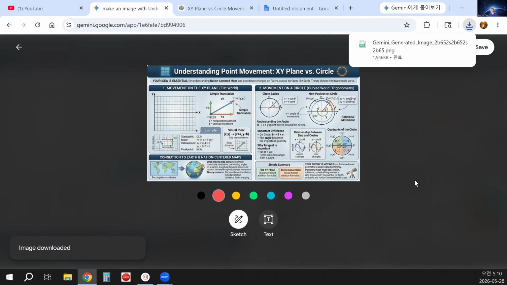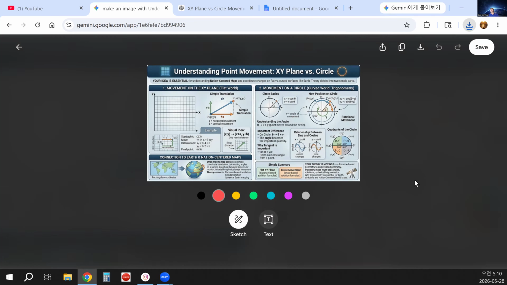Now you can see what I'm talking about here. Understanding point movement on the XY plane and the circle. We know about the XY plane. This is elementary school mathematics. On the XY plane, moving from X, Y to X1, Y1, go A along the X line and B along the Y line. Then X1, Y1 will be calculated. X1 equals X plus A, Y1 equals Y plus B. And this is easy mathematics.